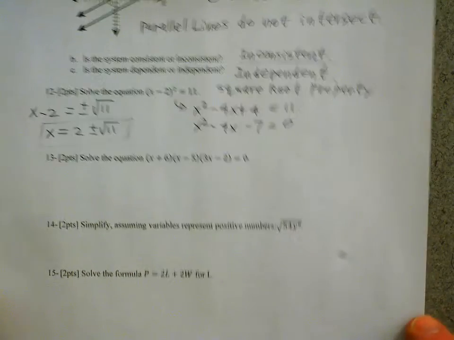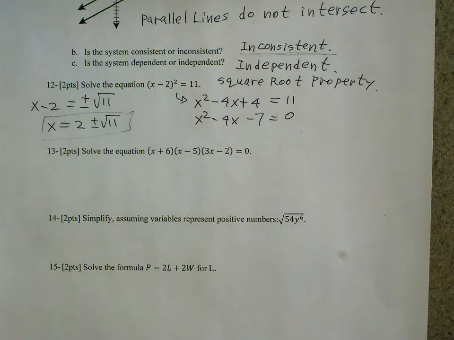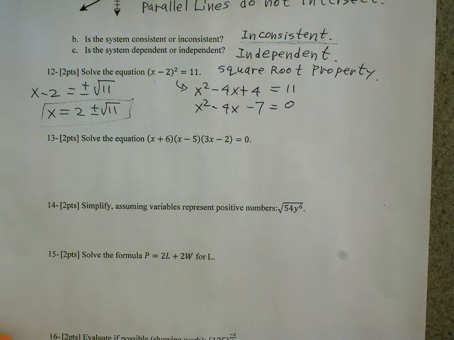Okay, the next problem, solve the equation x plus 6 times x minus 5 times 3x minus 2 equals 0. So how would you go about starting this? You can type in an answer, a really short answer. What's the first thing you're going to do when solving this equation? Start multiplying the binomial? You're going to multiply it out? Is that what you're saying? Okay.